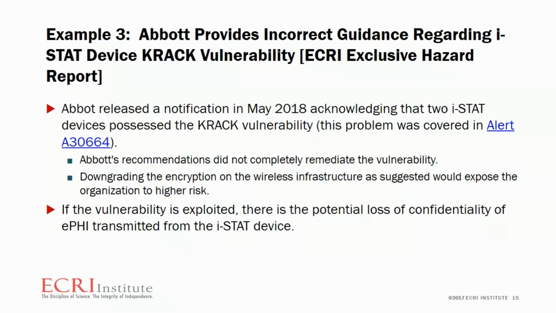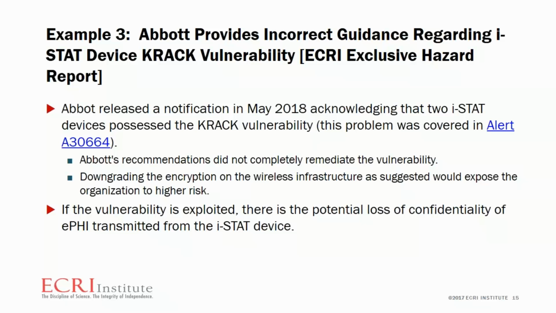If you're not familiar with the KRACK vulnerability, it was prominently highlighted earlier this year, impacting a number of different medical devices. The i-STAT was also impacted. Abbott's recommendations in this particular case, we didn't feel like they completely remediated the concern, and we wanted to highlight this in a publication. So we, shortly after the initial publication from Abbott, moved forward with additional recommendations.